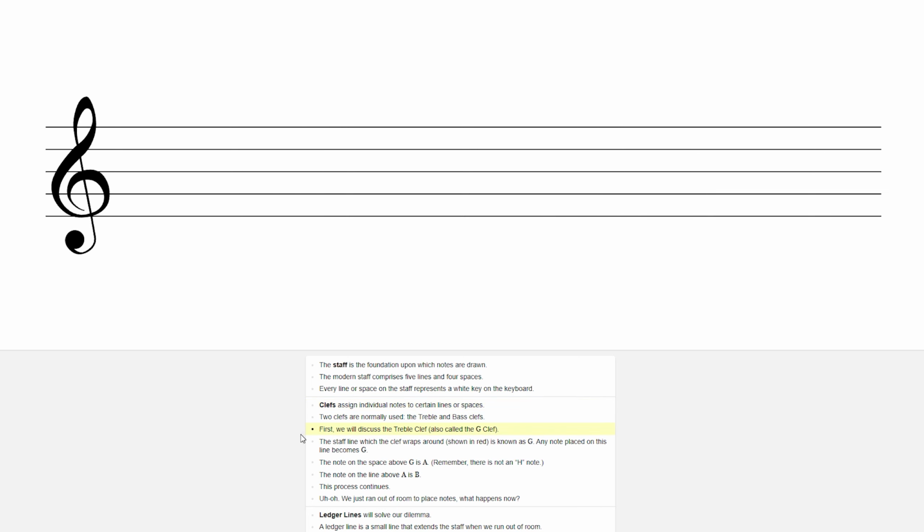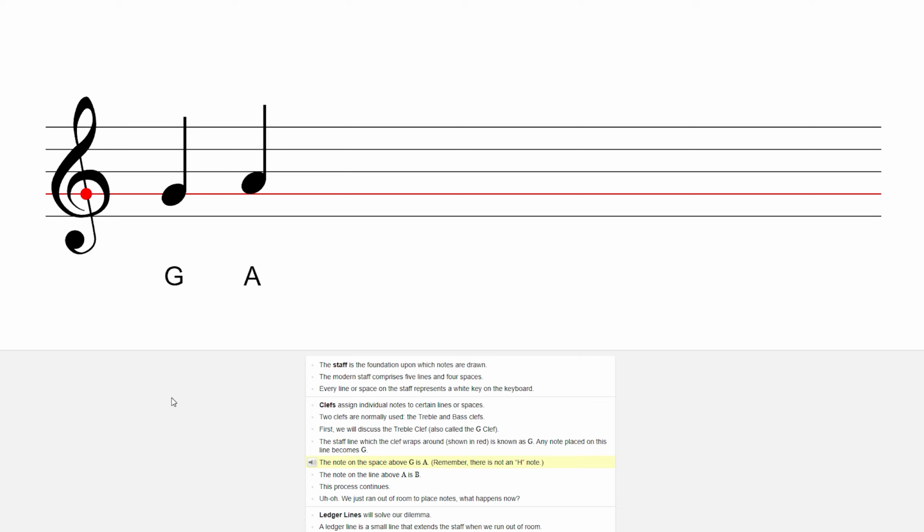First, we're going to talk about the treble clef, also called the G clef. The line which the clef wraps around, shown in red here, is known as G. Any note placed on this line becomes G. The note on the space above G is A.